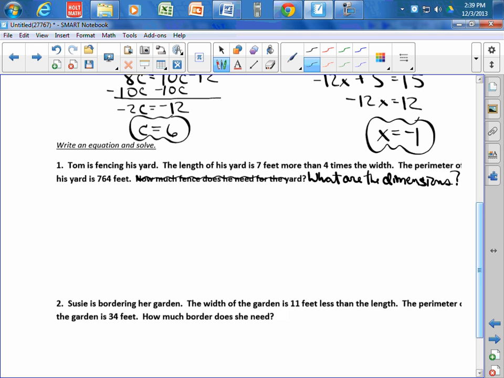So when you can, draw a picture of whatever it is you are working on. In this case, it's a rectangle. Now we know the perimeter is 764 feet. We're finding the length, the dimensions means find the length and the width, right?